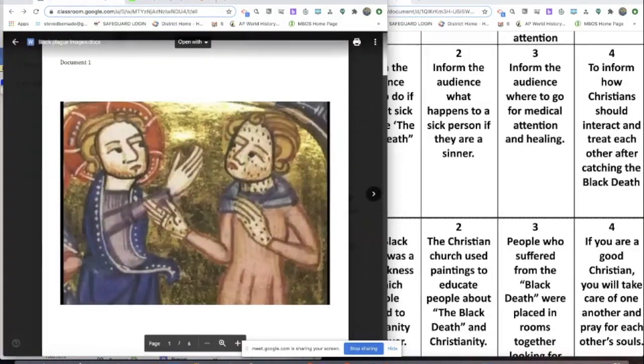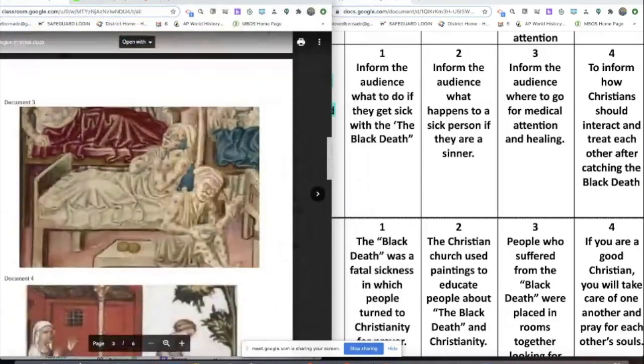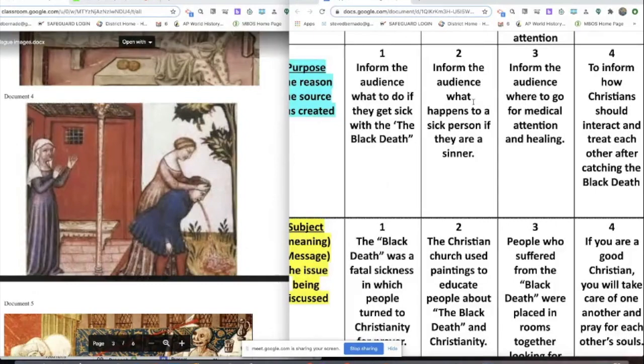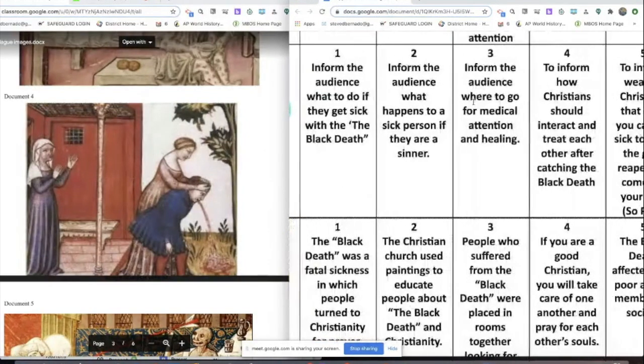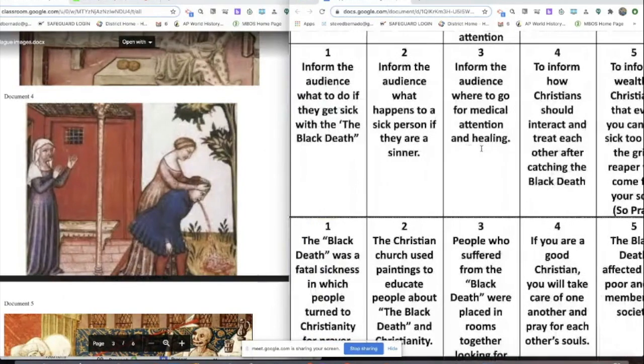Everyone take a look. I'm going to image 4, so make sure that you're on image 4. Okay, so now you have image 4. We're on purpose. See, it's in turquoise. So scroll down to purpose of your image 4.